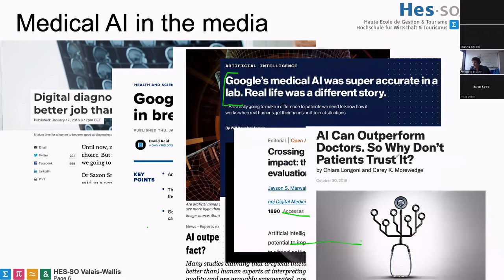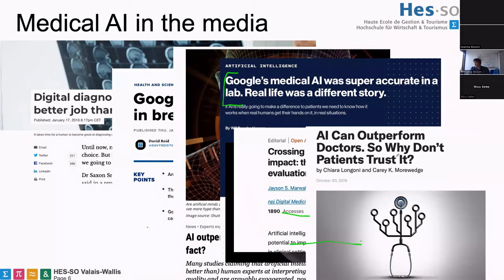And also, even though AI sometimes outperforms physicians in specific tasks, patients would actually not want to be treated by AI. They want to have somebody to talk to and to discuss their case with, because it's not only about pure performance in diagnosis, and many decisions can be taken in many different ways.